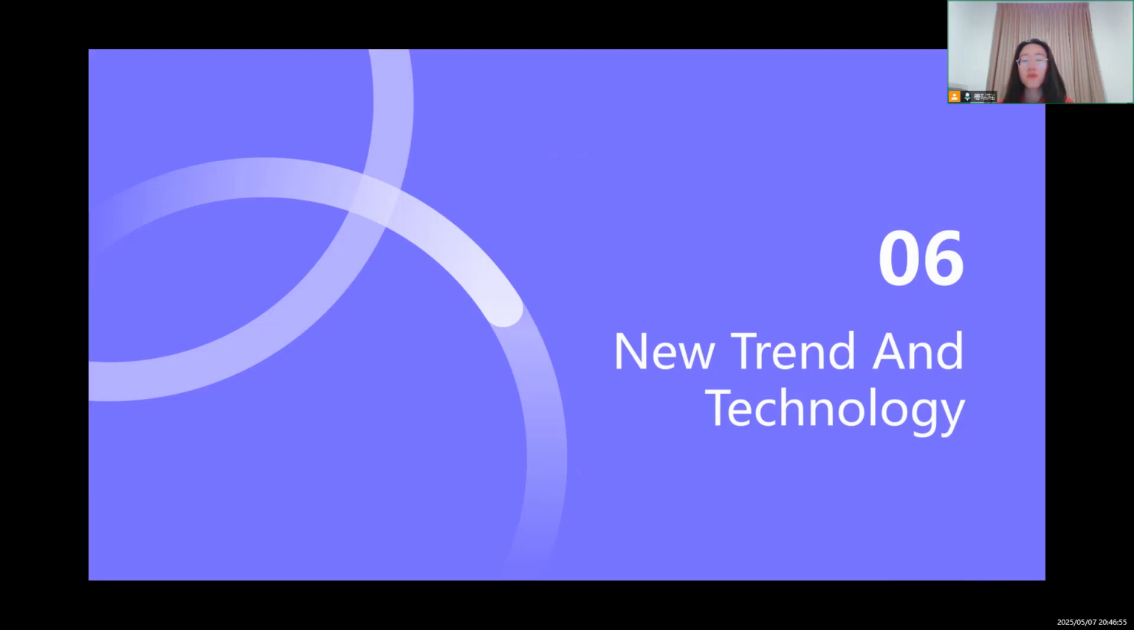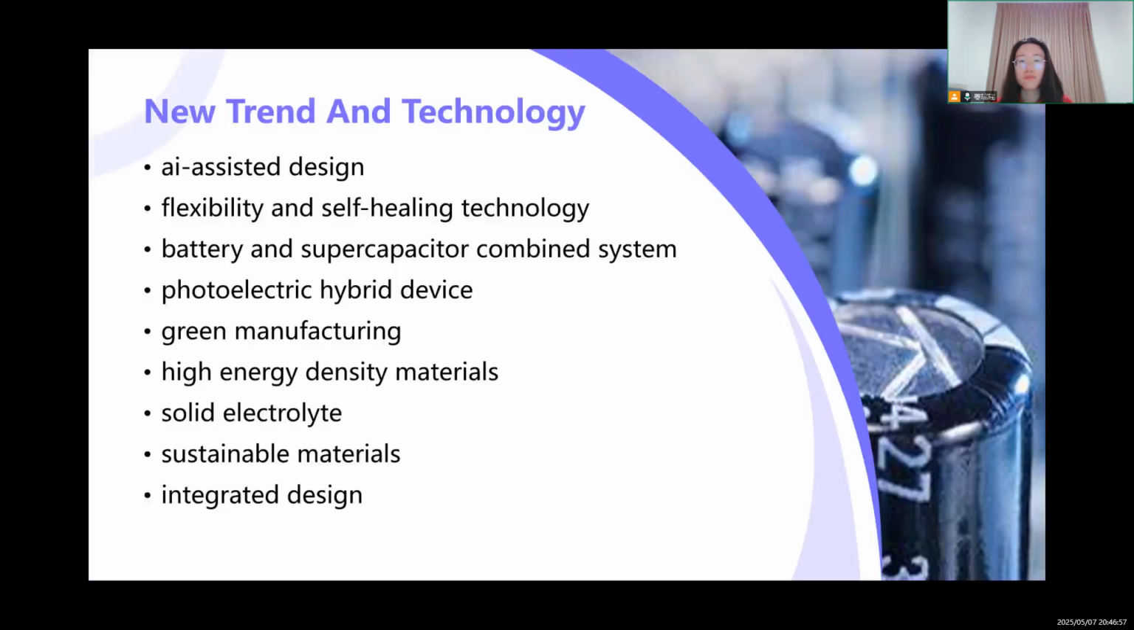In the last part, I will introduce new trends and technology. First, we can see AI-assisted design. Artificial intelligence optimizing electrolyte materials. And then is flexibility and self-healing technology. Supercapacitors are stretchable and self-healing for light wearable devices. And then battery and supercapacitor hybrid system: high energy density and high power integrated output. And then is photoelectric hybrid device, integrating solar energy and supercapacitors.